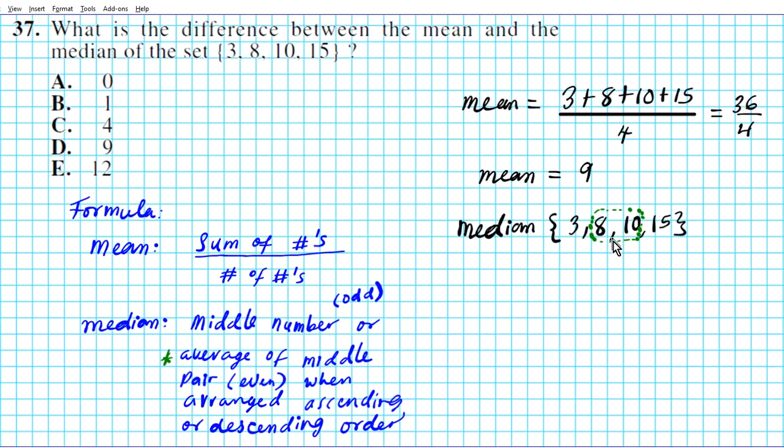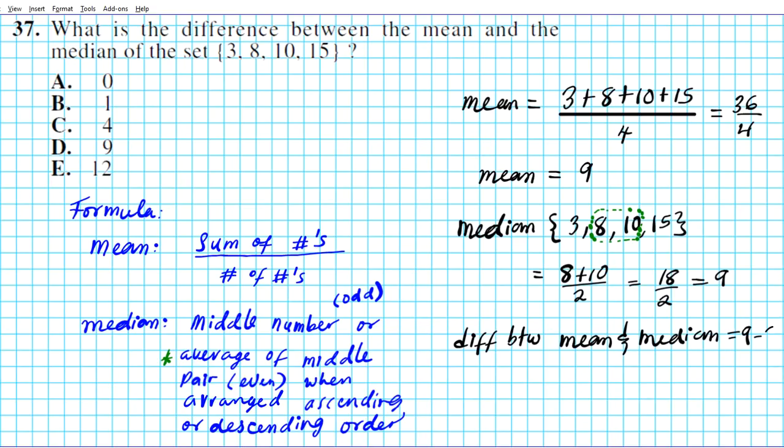So we just take the mean of the middle pair, okay? Or you average them out. So your median in this case is going to be 8 plus 10 divided by 2. 8 plus 10 divided by 2 is 18 over 2, which is 9 again. So the difference between mean and median is given by 9 minus 9, which is 0. Answer to question 37 is option letter A.